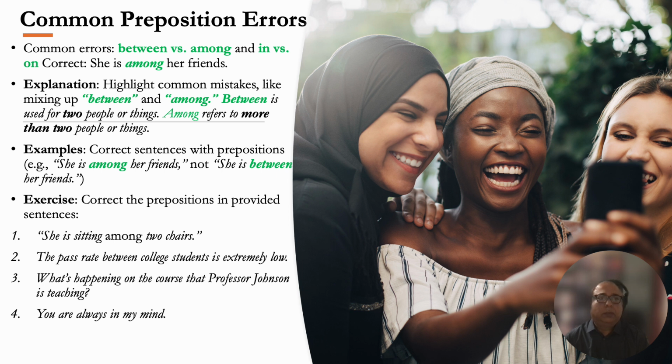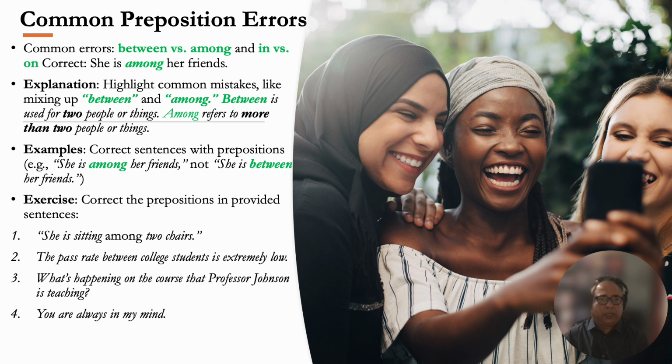Some errors. Between versus among, or in versus on. Between means it's a comparison between two people. It could be two cultures, two countries, two objects, two places. So she's among her friends. And among means more than two, just like these girls here. 1, 2, 3. So that's among. You couldn't say she's between her friends. That would be incorrect. Okay?